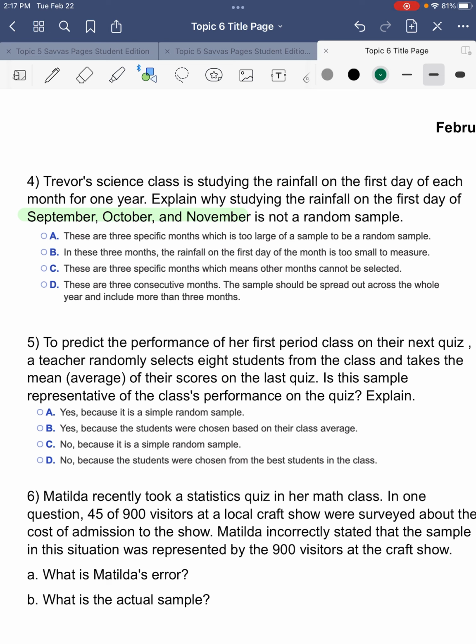These are 3 consecutive months. Remember how I said that they were back to back? So I'm liking this. The sample should be spread out across the whole year and include more than 3 months. I really like D. I think D is our best answer.